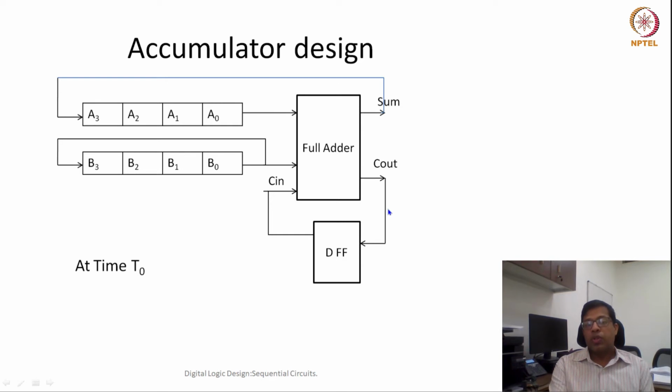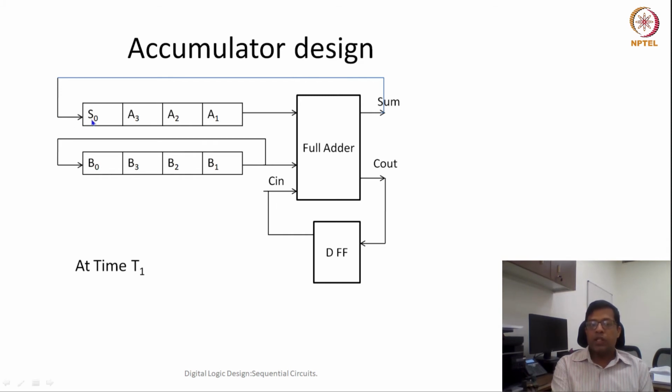So at the end of T0, when the next active edge of the clock cycle comes, this sum would be given as an input to this shift register, and B0 would be given as an input to this shift register, and C out would be given as an input to the D flip flop.